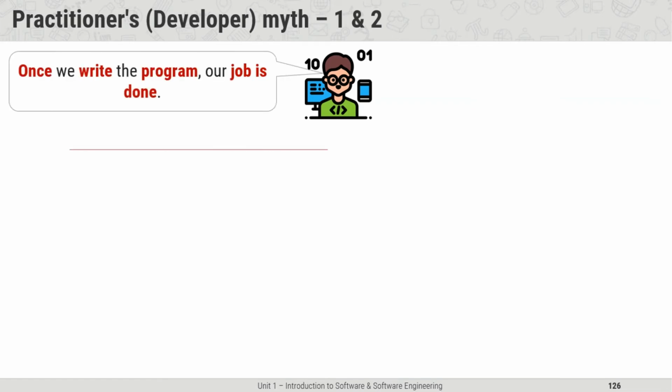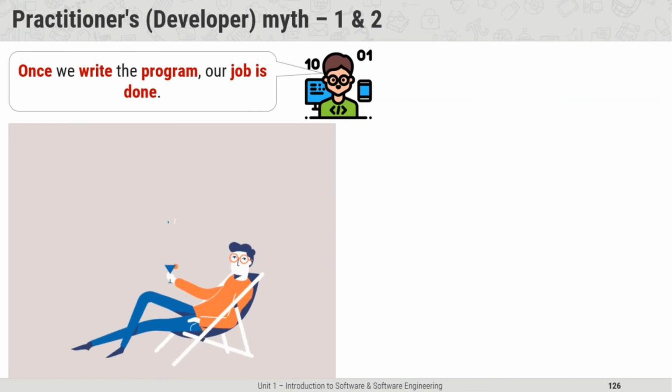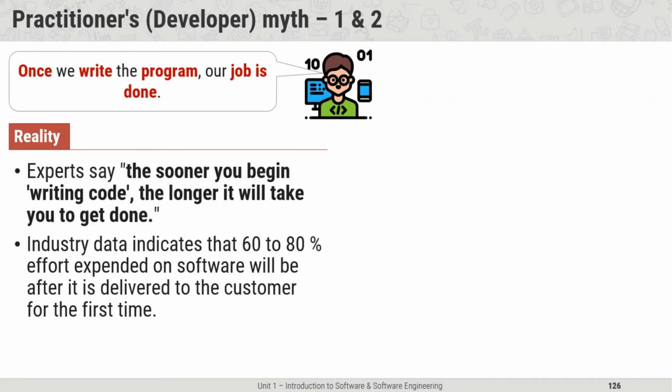Once we write the program, our job is done. Okay, we can relax. But it's not the thing that you just have to write the program. Experts say the sooner you begin writing code, the longer it will take you to get done. Industry data indicates that about 60 to 80% of the effort expended on software will be after it is delivered to the customer for the first time.